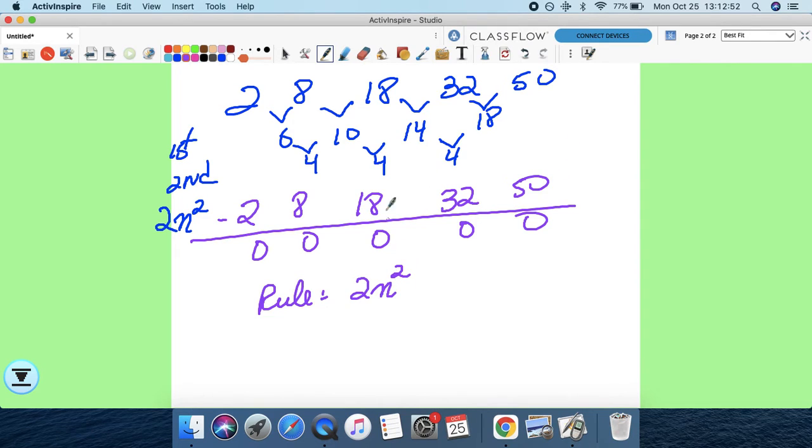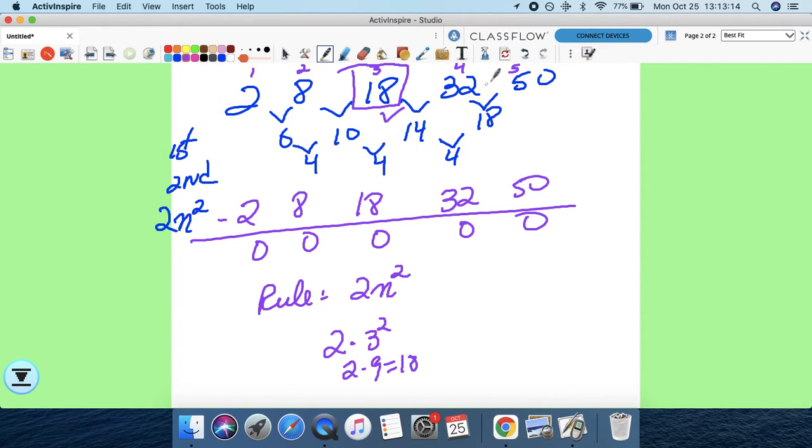Let's see if it works. This is my first term, my second term, my third term, my fourth term, my fifth term. Pick any 2 or 3 that you want to confirm. The third term, when n equals 3, we should get 18. So 2 times 3 squared is 9, and that gives you 18. So that's a check. That works.